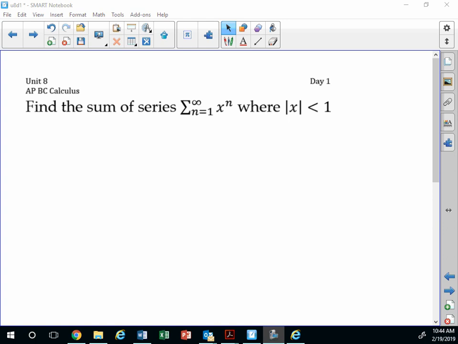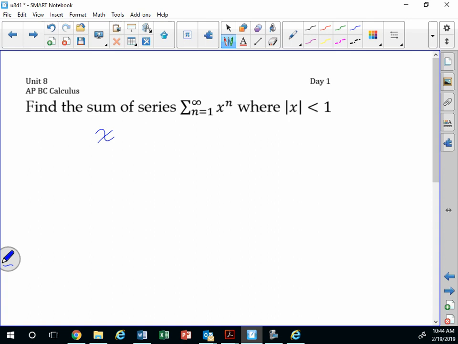Alright, let's see if you can figure this out. If you write it out, ladies and gentlemen, the first term is x. The second term is x squared. Then x cubed. Then and so on.